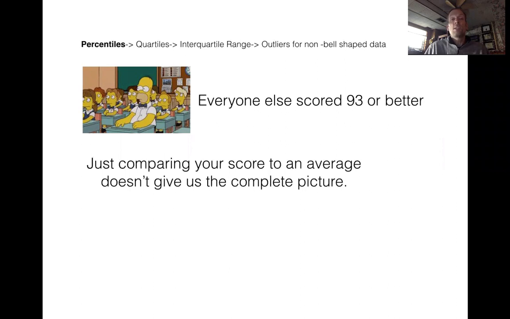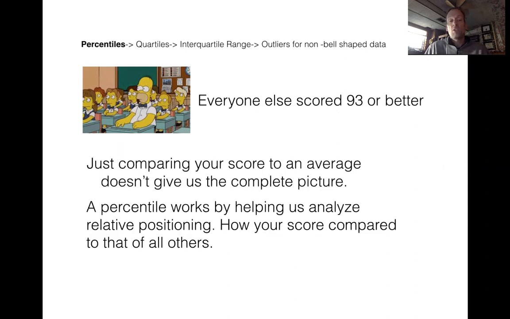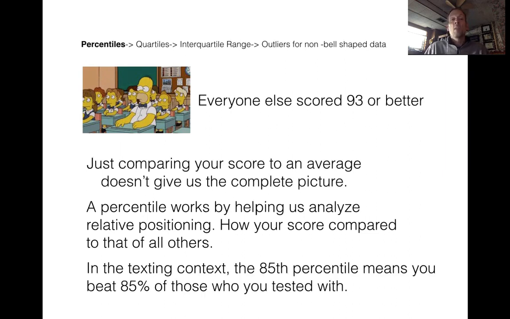And that's where a percentile can jump in to help us out, because a percentile is going to give us extra information about what we call relative positioning. And relative positioning refers to how you scored compared to everybody else that took that test. So if you've taken a test, like maybe a PSAT or an SAT, and you get your score back, it's going to be a percentile. Usually that's how standardized tests work. So if you ended up with 85th percentile, it means that you did better than 85% of the people that took the test with you.